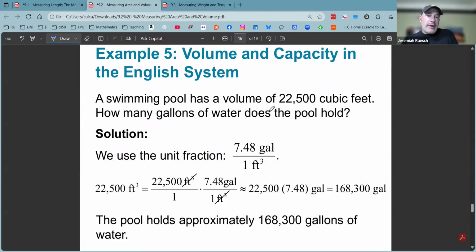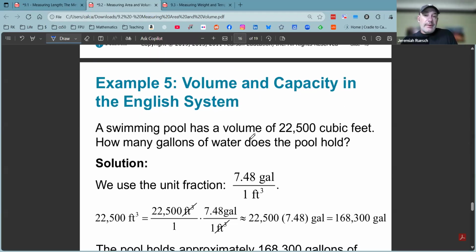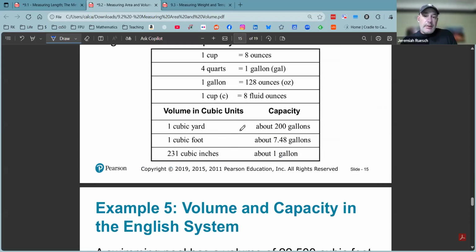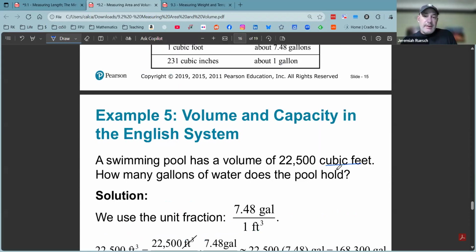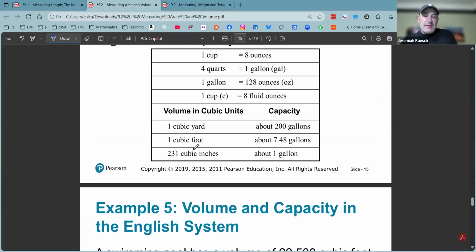Okay, so volume and capacity in the English system. In this case, we have a swimming pool that has 22,500 cubic feet of volume. How many gallons of water are needed? So this is the capacity, to see how much water we need. So using this relationship here, what do we have? We have cubic feet. What do we want? We want gallons. So which one talks about cubic feet to gallons? Oh, that's this one right here.